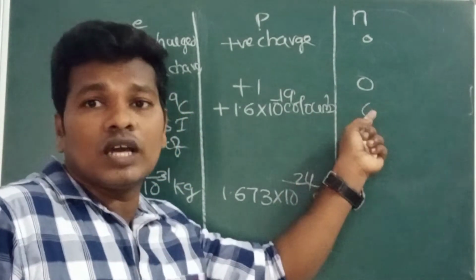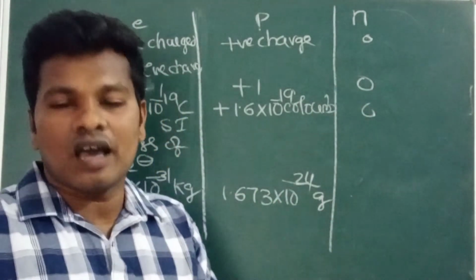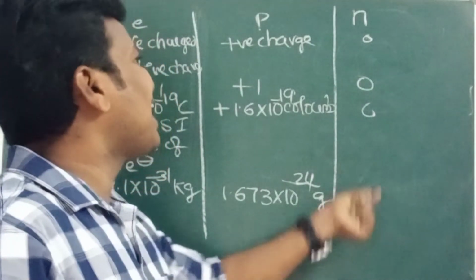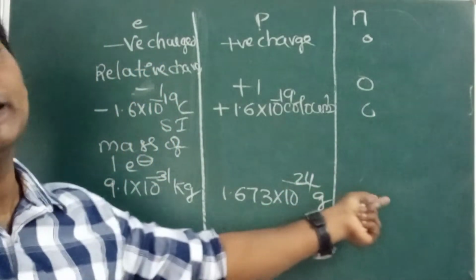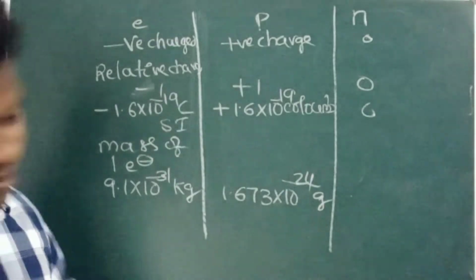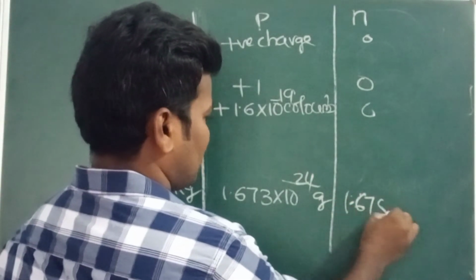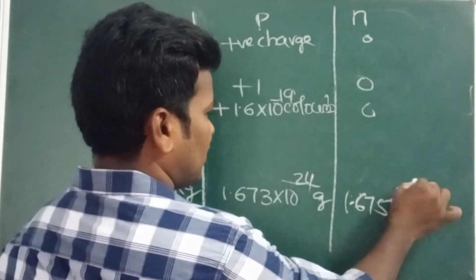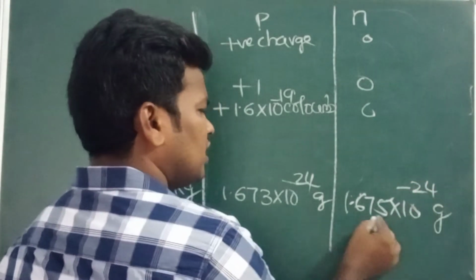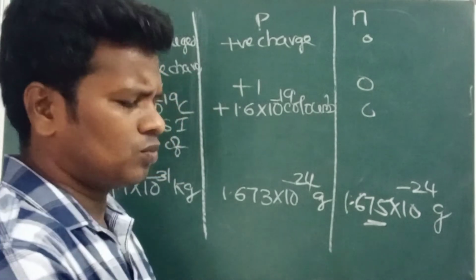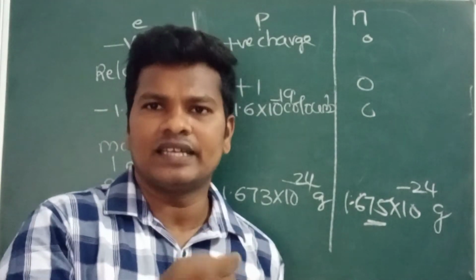Here also the neutron has mass. The neutron doesn't have a charge, but it has mass. The mass of the neutron is a little bit higher than the 1.673 of the proton: 1.675 into 10 to the power of minus 24 grams. Everything is similar, nearly greater, slightly greater.